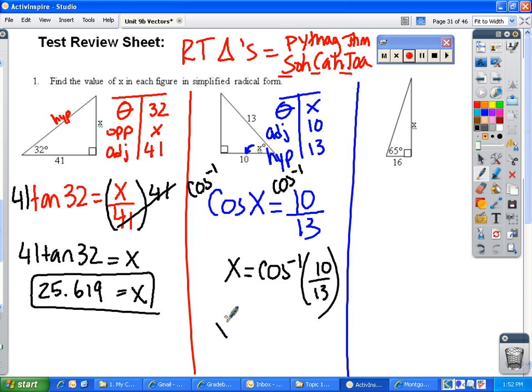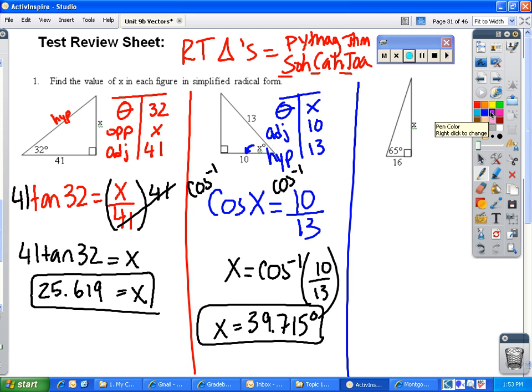That tells me that x equals 39.715, and because it's an angle, that would be degrees. So far, so good. Last but not least, we are moving on to the last triangle.